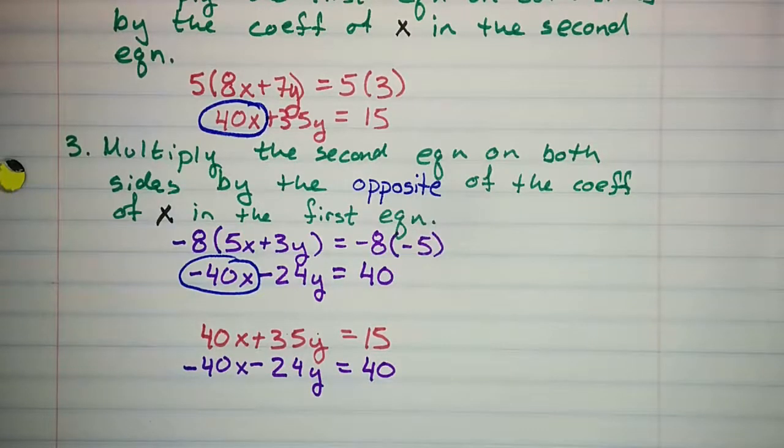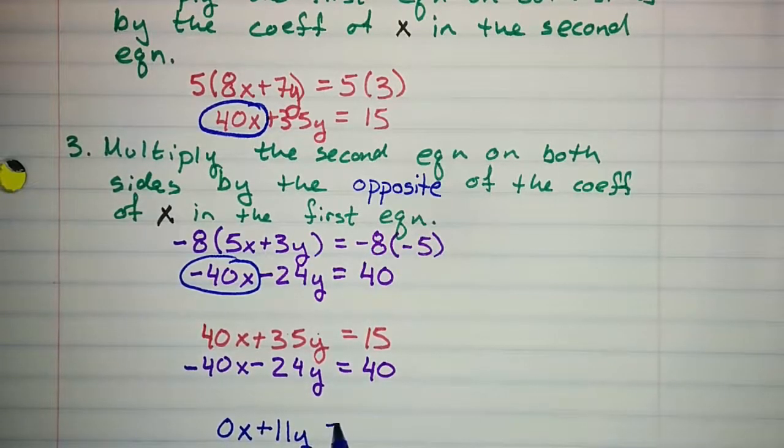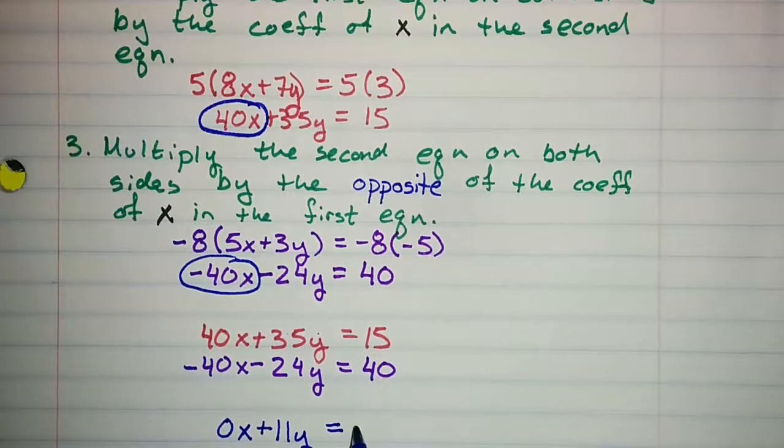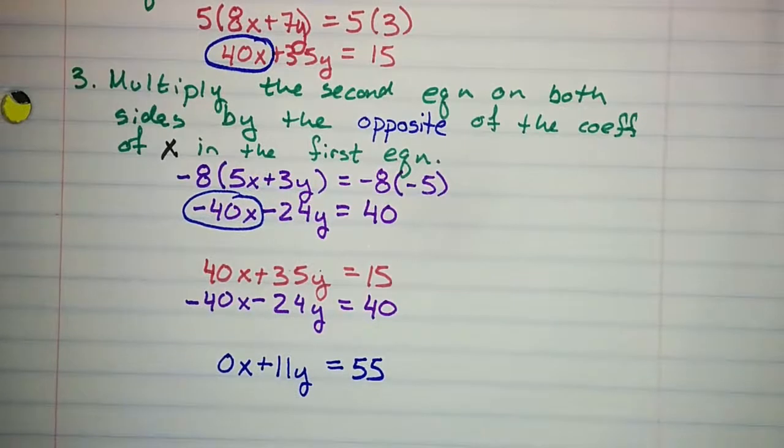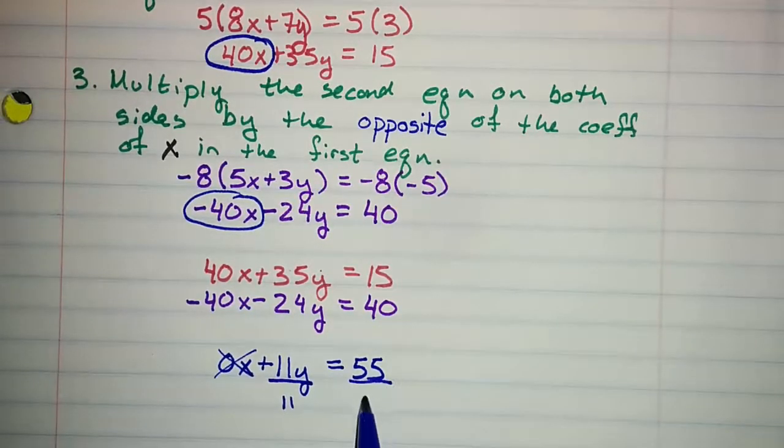What do we get? Positive 40x plus negative 40x will be 0x. 35y minus 24y will be 11y equals 15 plus 40, 55. X was eliminated. Divide both sides by 11. We'll get y equals 5.